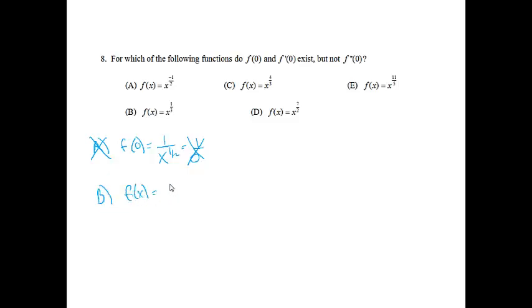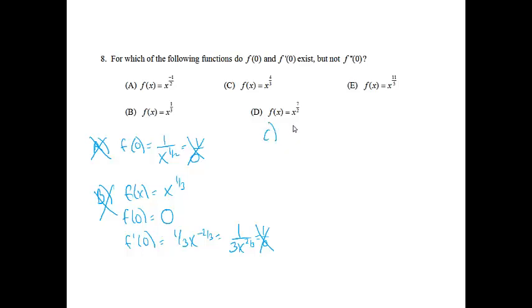Okay, the next one is f of x is equal to x to the 1/3. First thing that I want to do is find f of 0. And if I plug in 0 into that function, I'll get 0. So we get an answer, which is good. Okay, the next one I'm going to find f prime of 0. So if I take the derivative of this, it's going to be 1/3 x to the -2/3. And if I rewrite that, that will be 1 over 3 x to the 2/3. If I try to plug in 0, can't do it once again, so that one does not work.